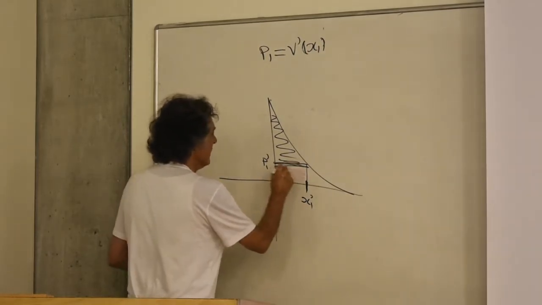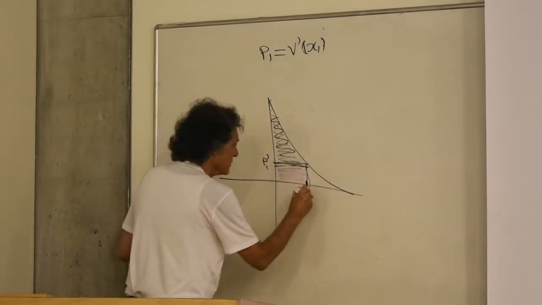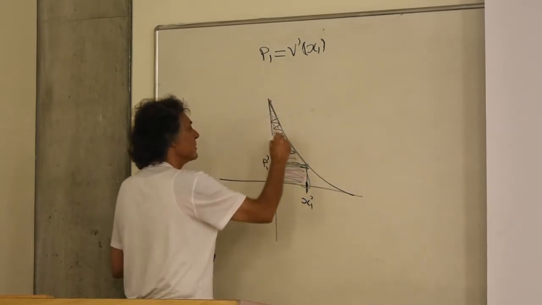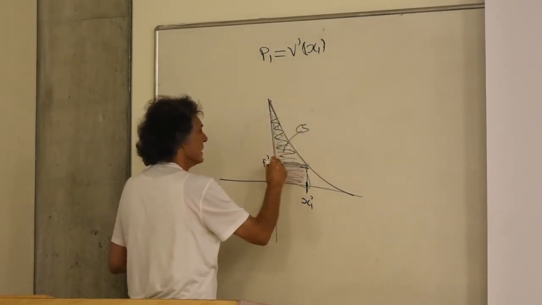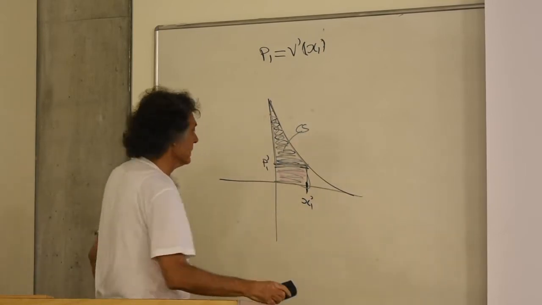My willingness to pay is everything. But I pay that much. So the gain from trade is this one. This is the consumer surplus. Just this, okay? And not this.